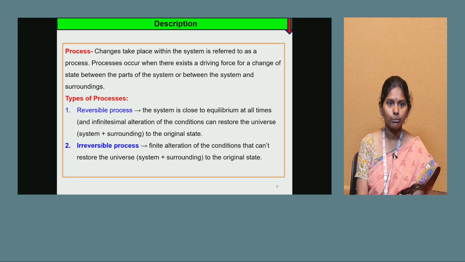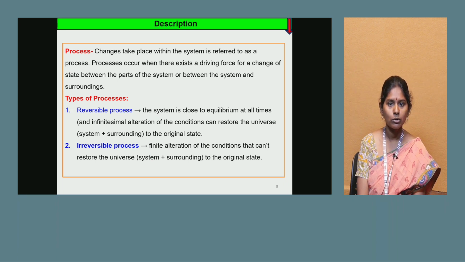The next one is process. A change that takes place within the system is referred to as a process. A process occurs when there exists a driving force for change of state between the parts of the system or between the system and surroundings. There are two types of processes: one is the reversible process and the other is the irreversible process.